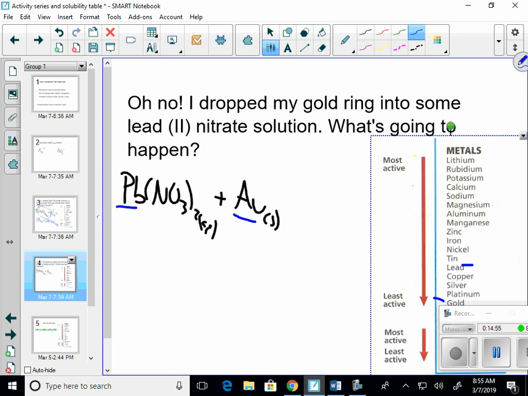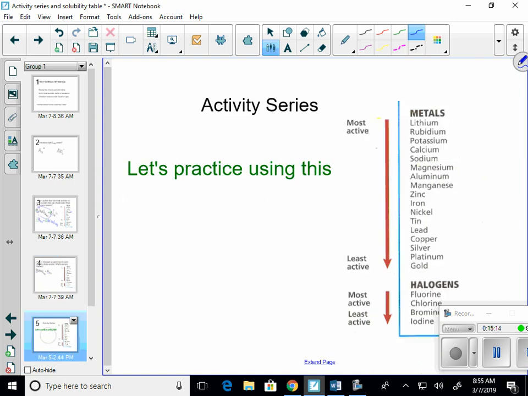When I student taught, I had my cooperating teacher do that. He'd take off his ring and put it in acid. Nothing would happen. Of course, you'd have to rinse it off really good before he put it back on his finger, or else his finger would get that chemical burn. But this list shows the lone thing has to be higher than what it's trying to replace.